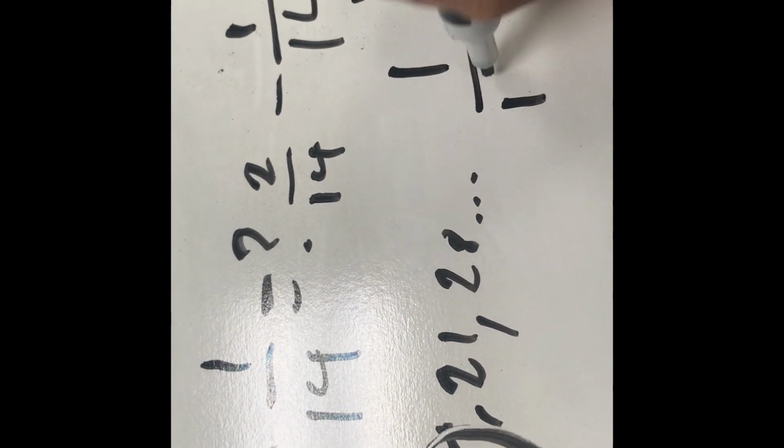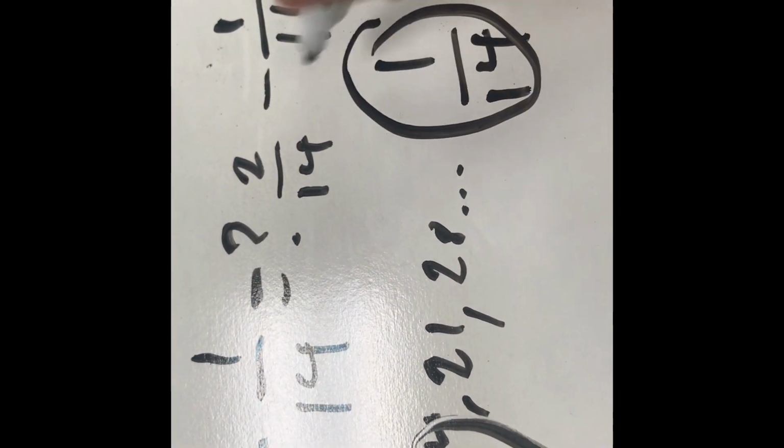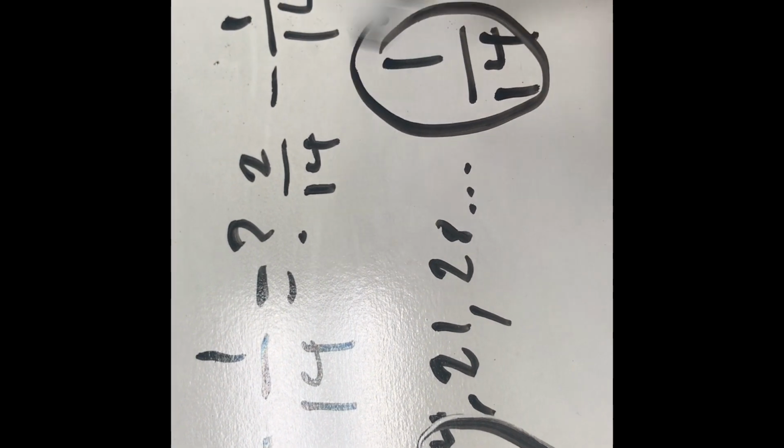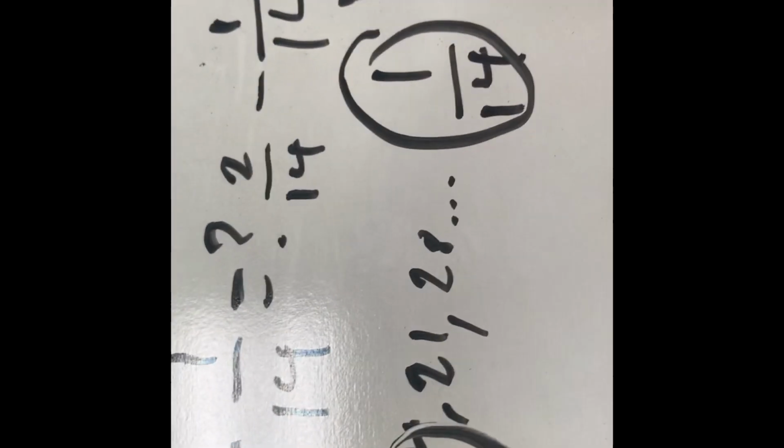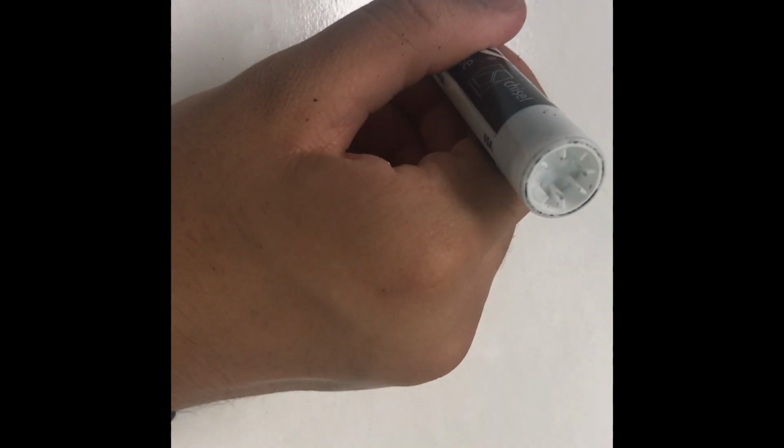1 over 14. And that is your final answer because what you're doing is taking away 1/14 out of 2/14. Simple. Multiplication with fractions is really easy, as we've already learned it. As long as you know your times tables, you should be easily able to multiply.